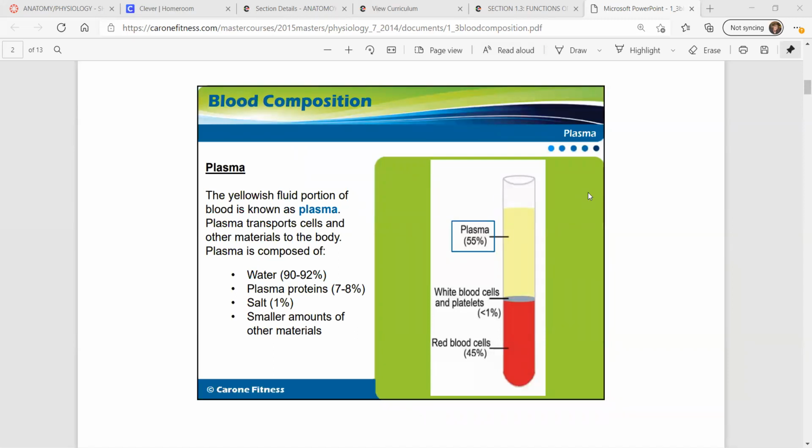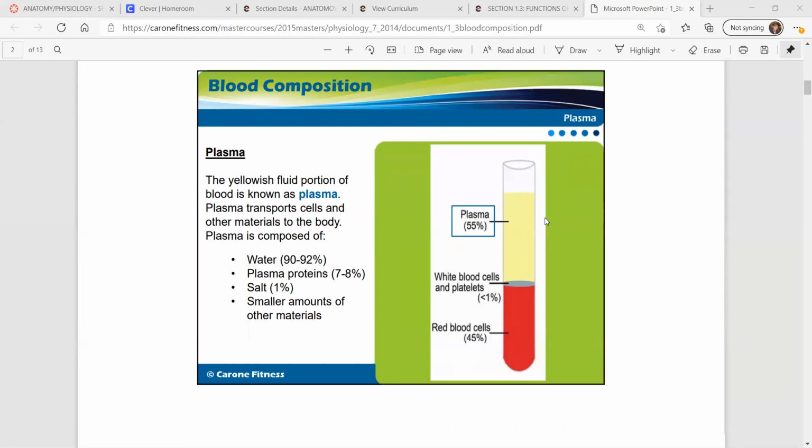Plasma is composed of water, about 90 to 92%, plasma proteins, 7 to 8%, salt, and then smaller amounts of other materials. And here's the breakdown of your blood. About 55% of it is plasma. White blood cells and platelets are a little less than 1%, and then red blood cells are 45%.